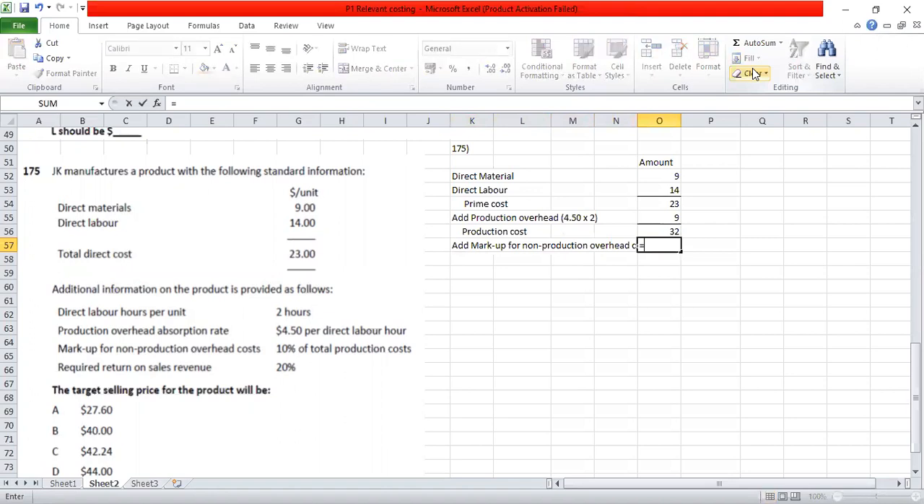Which would be 10% of the total production cost. Then the required return on sales revenue is 20%. So this is the total cost.